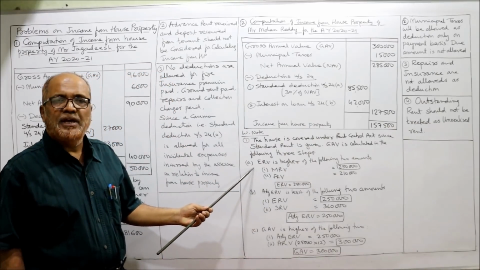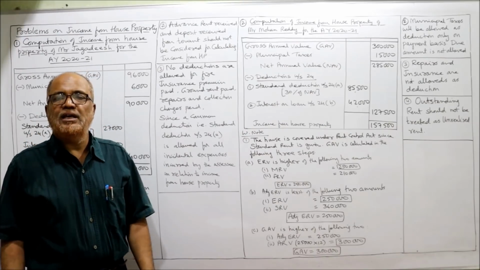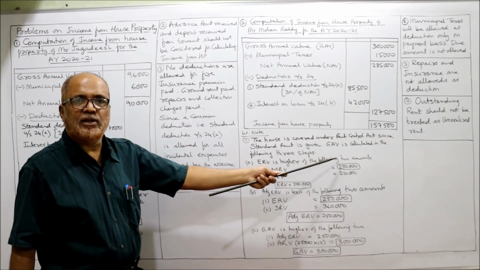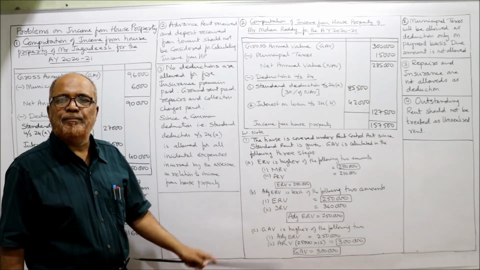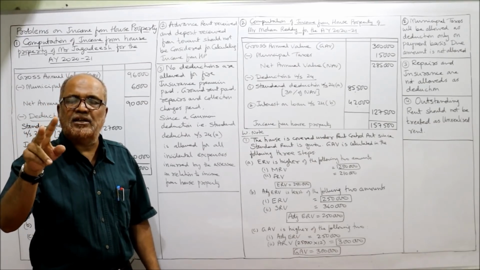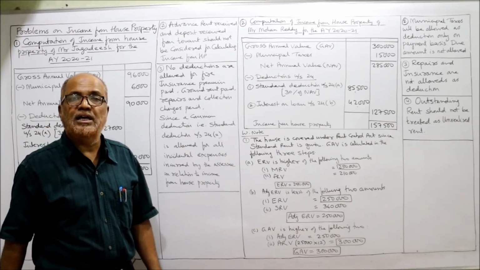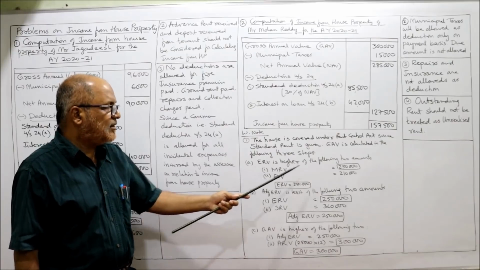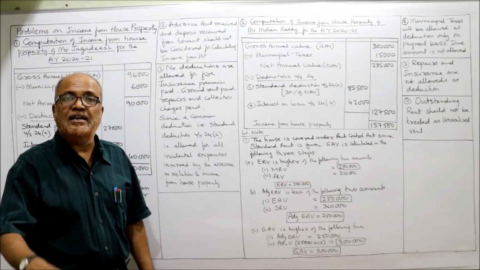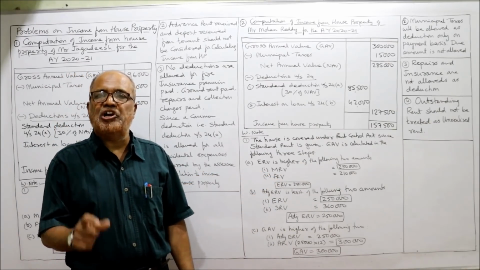Now, first step, ERV, meaning expected rental value. ERV full form is expected rental value. ERV is the higher of the following 2: MRV and FRV, municipal rental value and fair rental value. The higher of these two is called ERV. So MRV is given 2,50,000, FRV is given 2,10,000, whichever is higher, 2,50,000. So 2,50,000 is the ERV, expected rental value.